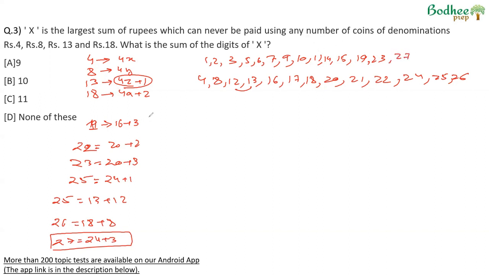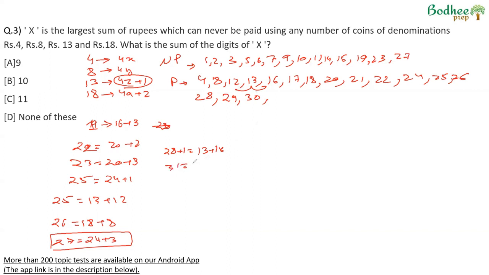28, 28 is a multiple of 4. So 4 seven times will happen. So this is not possible. This is possible. 29, 29 will be 28 plus 1. Or take out 13 from 29. 13 plus 16 is 29. Both 13 and 16 are possible. So 29 can happen. 30 is 4k plus 2, which can happen.